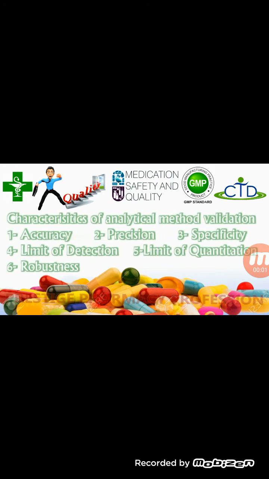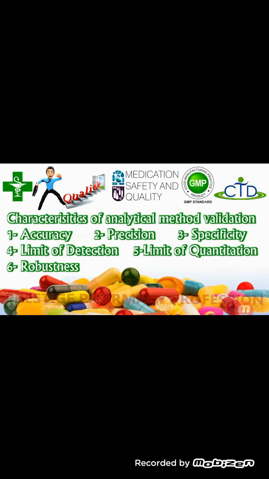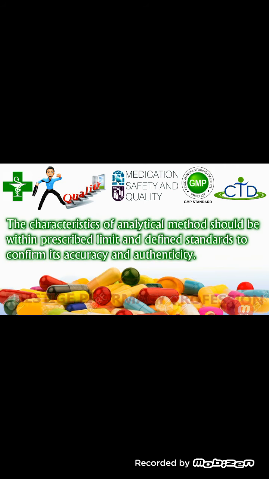ingredient. An analytical method is known to be validated when it is evaluated through characteristics such as accuracy, precision, specificity, limit of detection, limit of quantification and robustness. The characteristics of an analytical method should be within prescribed limits and defined standards to confirm its accuracy and authenticity.